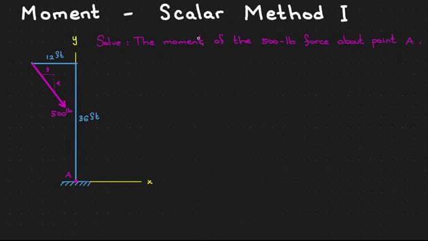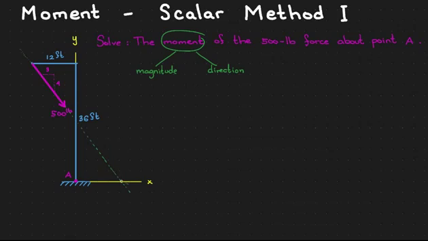We are interested in finding the moment of this force about point A, meaning we're interested in finding the tendency to rotate of this force about point A. As discussed earlier, moment is a vector which of course has magnitude and direction. The magnitude of this moment is easily found if we just multiply the force with the perpendicular distance from the point you're trying to take moment about to the line of action of the force.